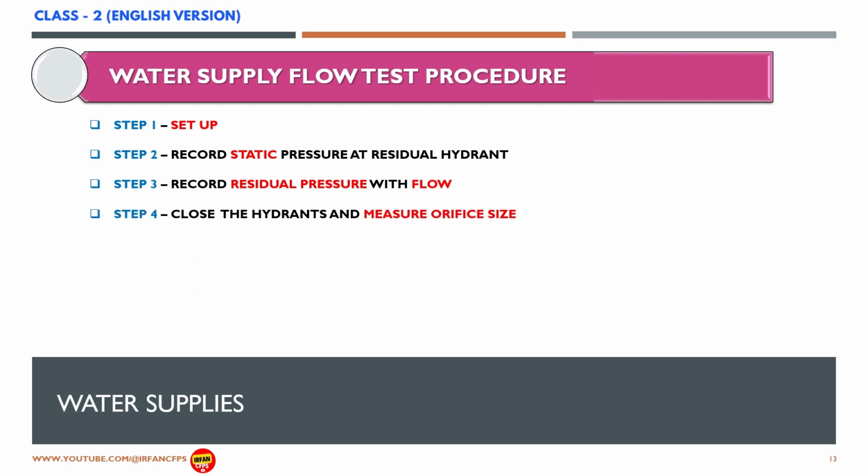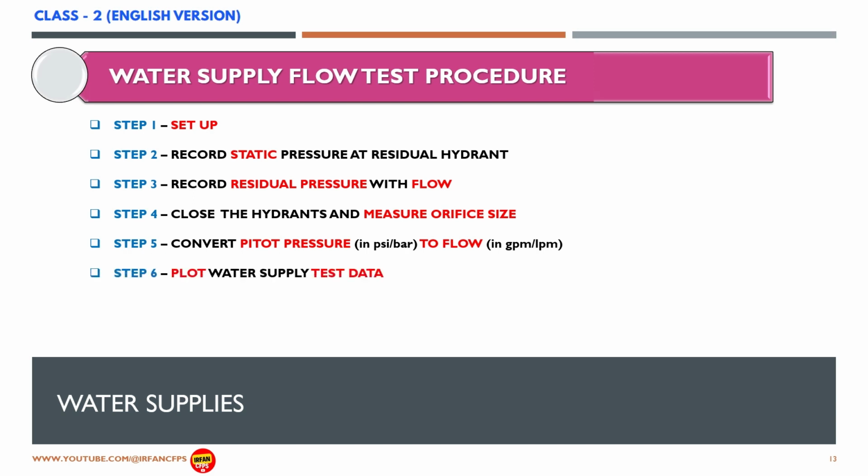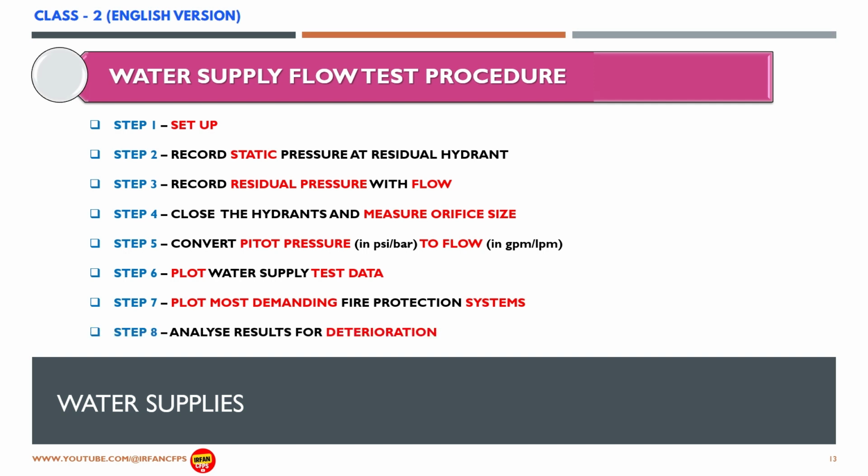Step 4. Close the hydrants and measure orifice size. Step 5. Convert the pitot tube pressure reading, which is available in PSI or bar, to flow by using a formula. Step 6. Plot water supply test data, which is recorded. Step 7. Plot most demanding fire protection systems. Step 8. Analyze results for deterioration.